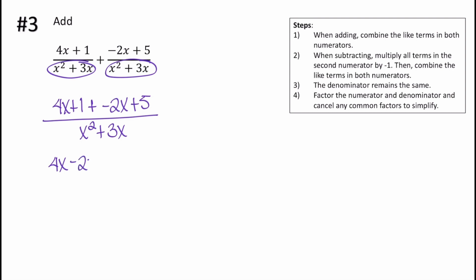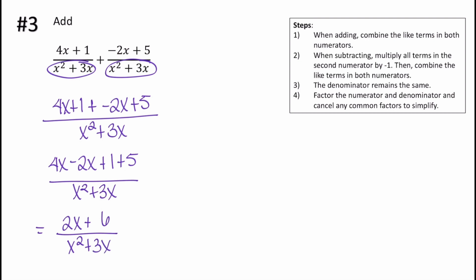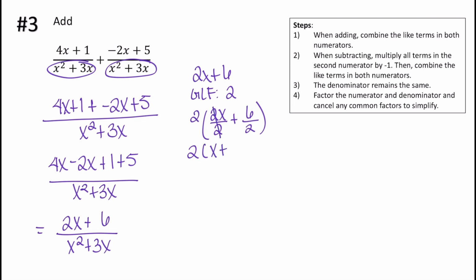So now let's go ahead and combine like terms in the numerator. So we have 4x minus 2x plus 1 plus 5 over x squared plus 3x. When we combine these, we get 4x minus 2x, which is 2x, plus 1 plus 5, which is 6, and that's over x squared plus 3x. Remember, you always want to factor the numerator and denominator at this step to make sure that it can't be simplified further. If I look at 2x plus 6, notice that these two terms have a GCF, right? The GCF is 2, so if I divide that out, I get 2 times 2x over 2 plus 6 over 2. That gives me 2 times x plus 3.